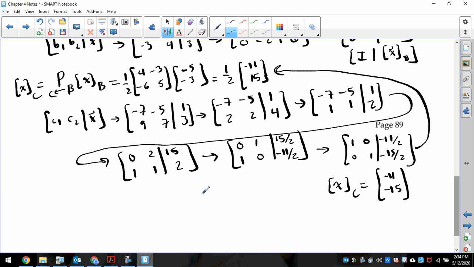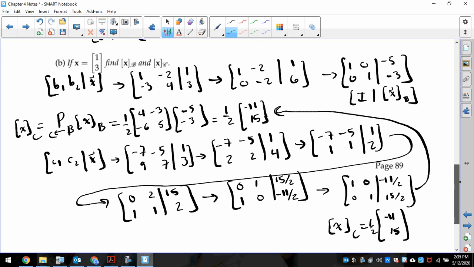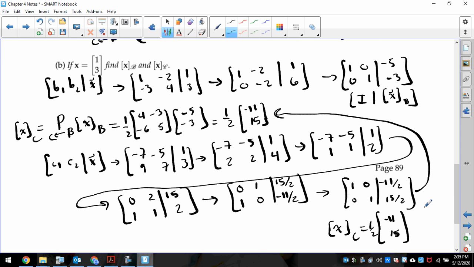We didn't have a negative, though, did we? We had a positive there. So did I make a mistake here? Let's just double check our work. I got the right numbers, but oh, that was a positive 15. That was a positive 15. And a 1/2. Yeah, so our answer checks out there. We did get the correct answer.